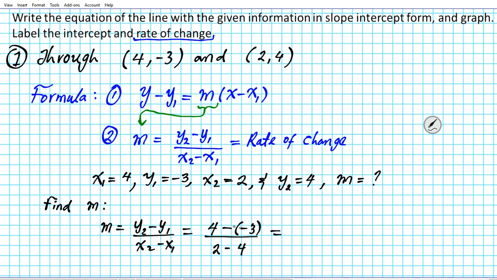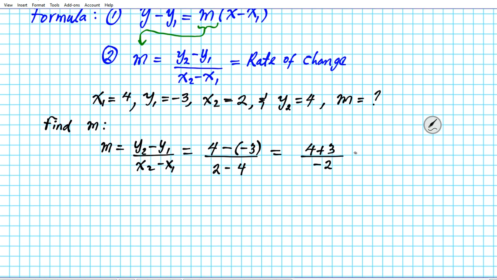So let's simplify this. Minus times minus is plus, so we have 4 plus 3 divided by 2 minus 4, which is -2. We're subtracting a bigger number from a smaller number. Our slope is going to be -7 over 2. -7 over 2 is m, which is also your rate of change.